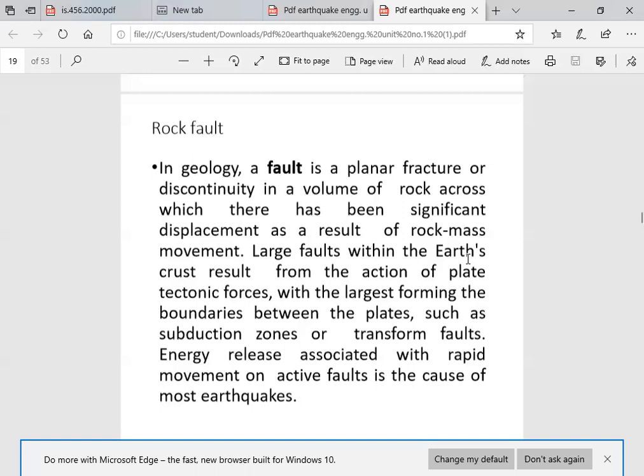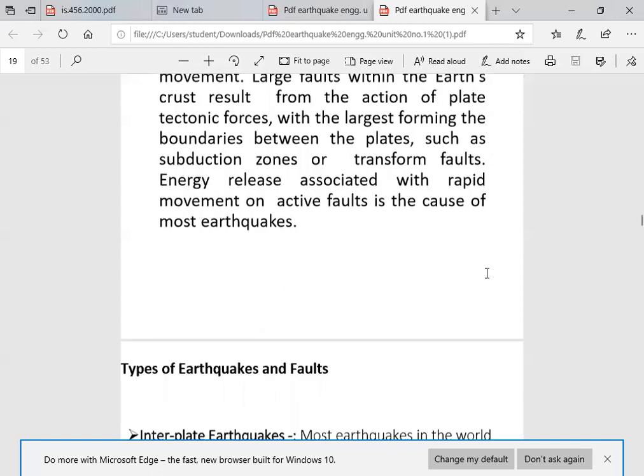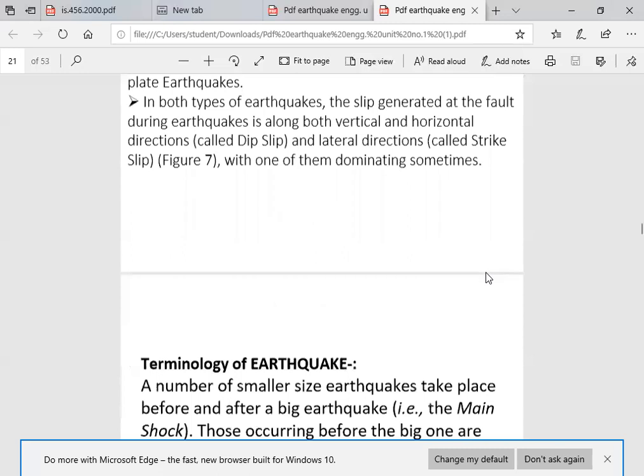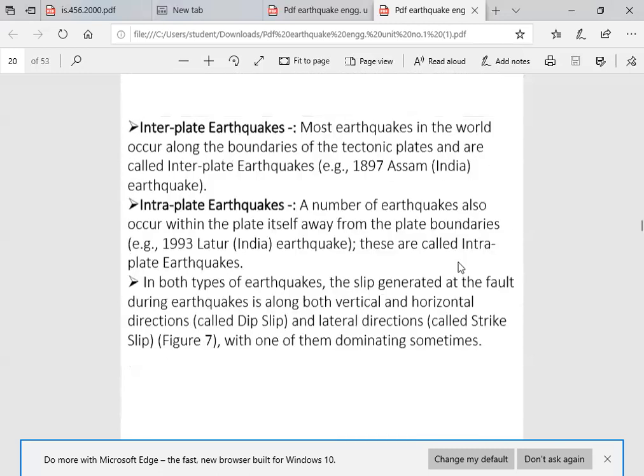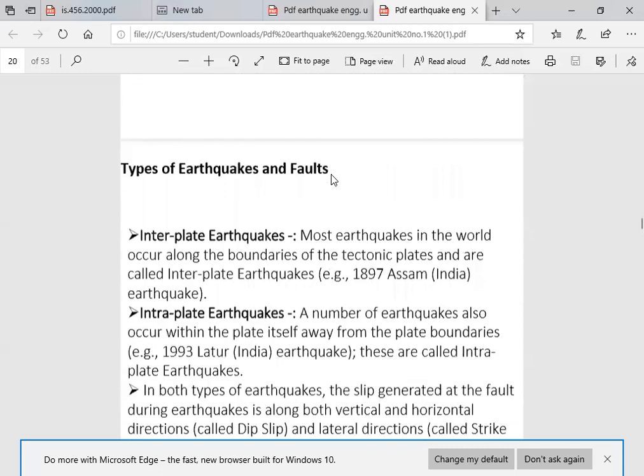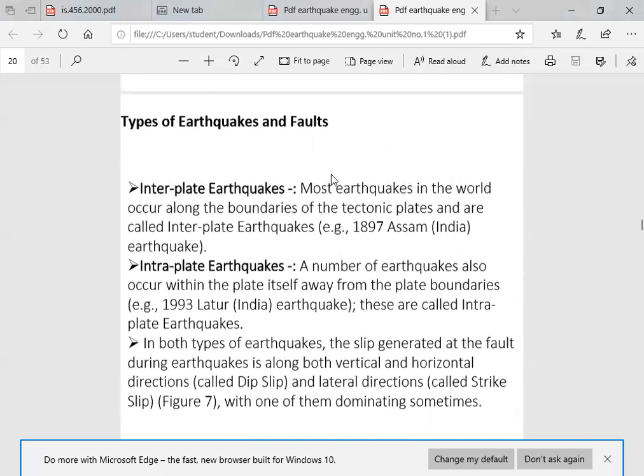Okay, so based on this, again there are different parameters produced, that is focus, depth, and focal depth. All these parameters we have to study in terms of the terminology of earthquake. So now we'll study what the types of earthquakes and faults are. Okay, intraplate earthquake and interplate earthquake. These are two types of earthquakes. One is the intraplate and the second one is the interplate earthquake.